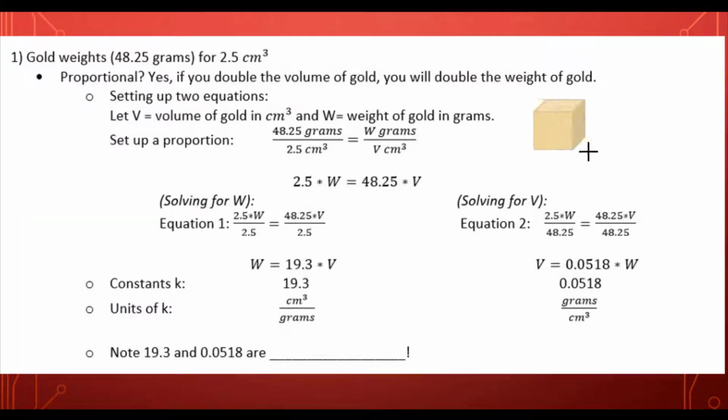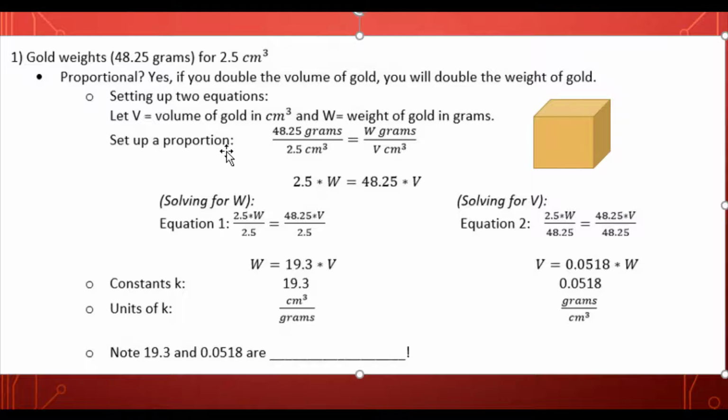And it would be something like that. It's like a box that's 2.5 centimeters in length, width, and height. So if you fill that up with gold, it's going to weigh 48.25 grams. And that's a cubic centimeter, 2.5. So the question you've got to ask yourself: if you double the size of this box, will you double the weight of the gold that you put into the box? And the answer should be yes, because if you double the volume of gold, you'll double the weight of gold.